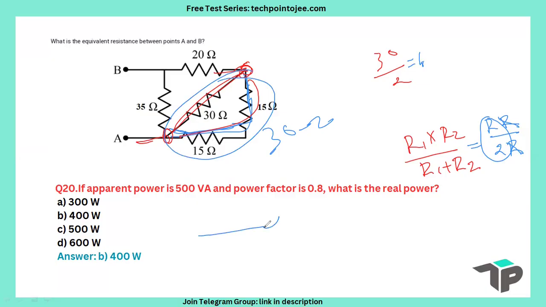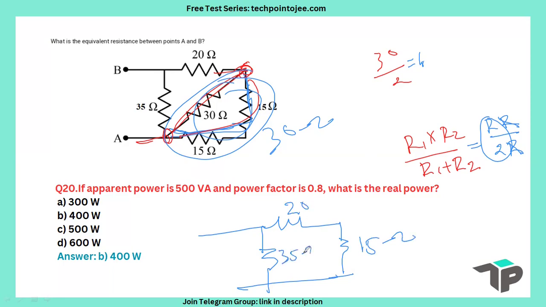Now the circuit becomes like this. This value is 30 by 2, that is 15 ohm. And this is 20 ohm and this is 35 ohm. Now here these are in series, 20 plus 15 is 35. So this is 35 and this other side is 35, in parallel. So 35 by 2 is the correct answer.